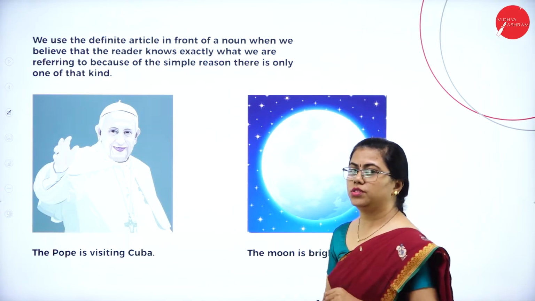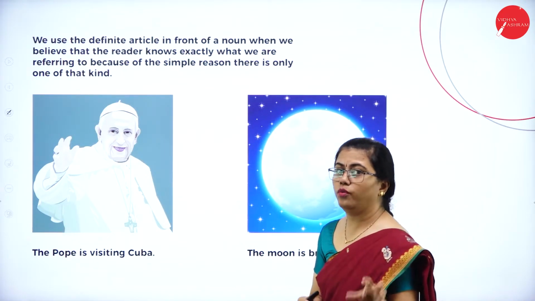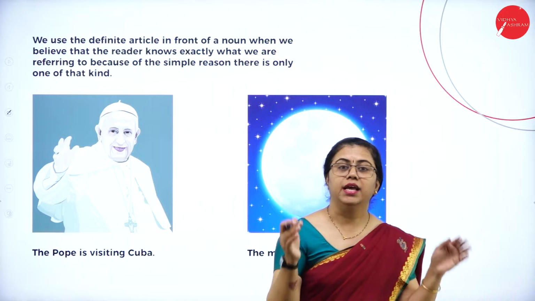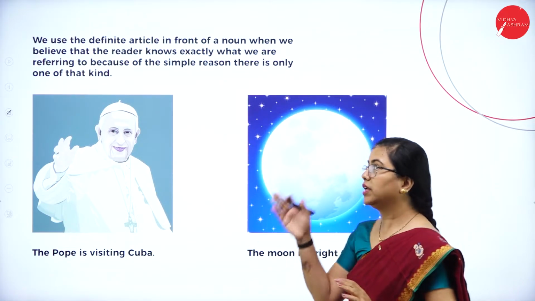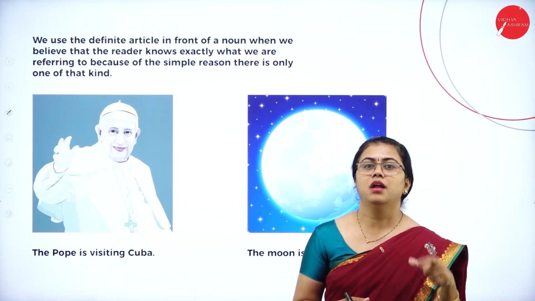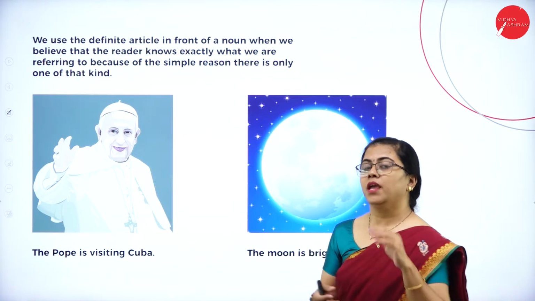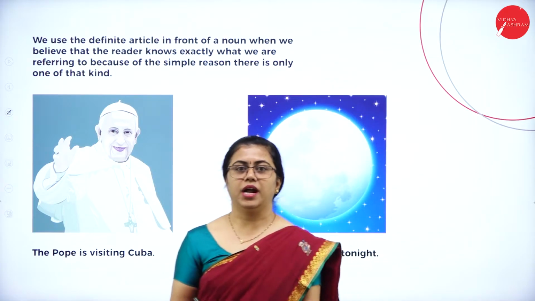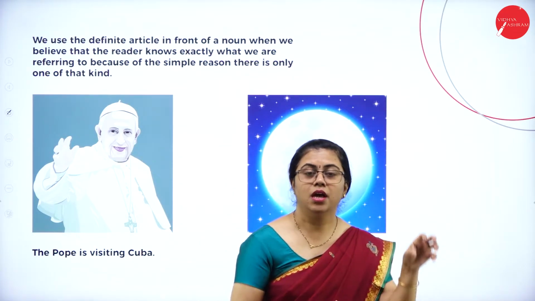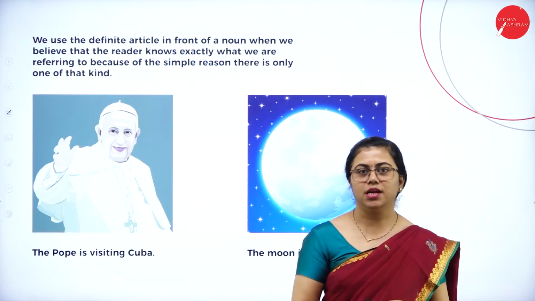So where else do we use this definite article? We use this definite article in front of a noun when we believe that the reader knows, whoever is reading is aware of what we are talking about. So the reader knows exactly what we are referring to, which noun we are talking about. So that's why it is called a definite article. Whenever we are using a definite article, that means whatever noun we are referring to, that is the only thing that exists. That is the actual meaning.